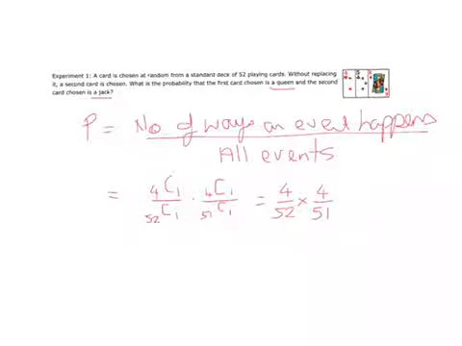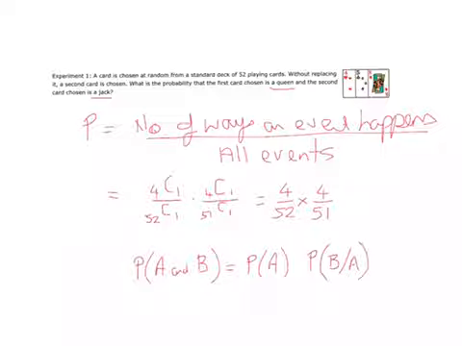So one of the keys for this is that when you're dealing with dependent events, the probability of A and B happening is equal to the probability of A, i.e. the queen being chosen, times the probability of B given that A has already happened. And that's the formula there where we multiply. And this little bar here, it's not a division sign, all it means is the probability of B given that A has happened.